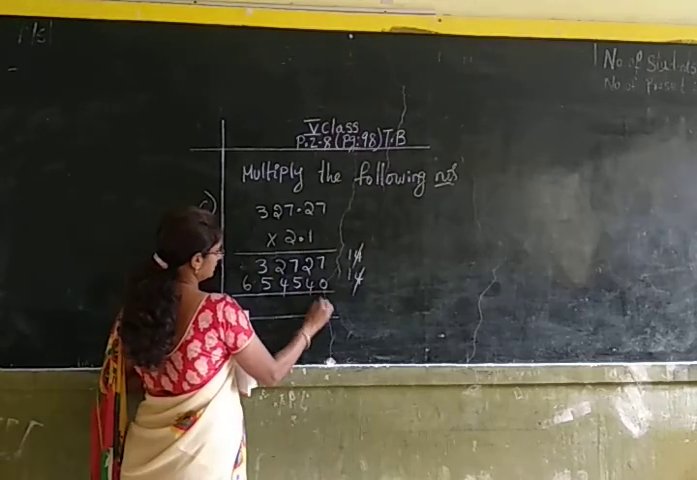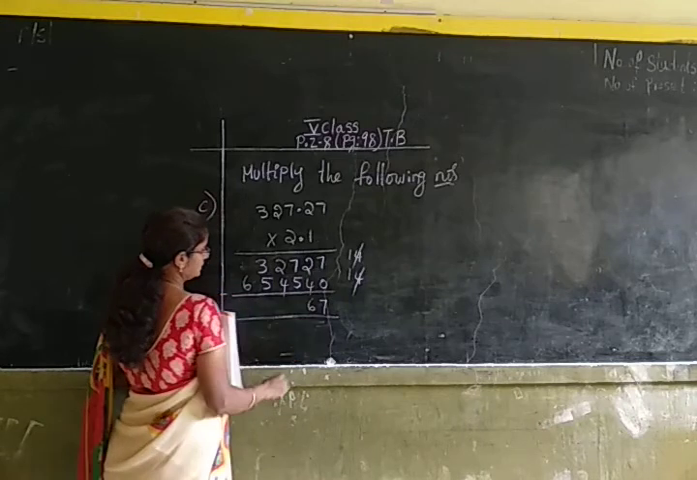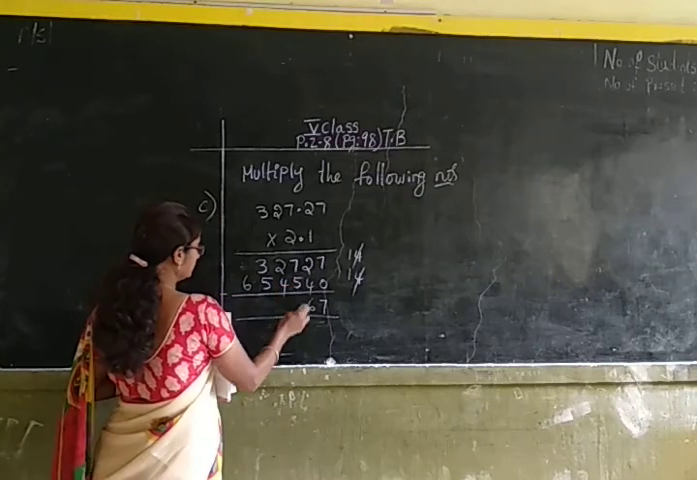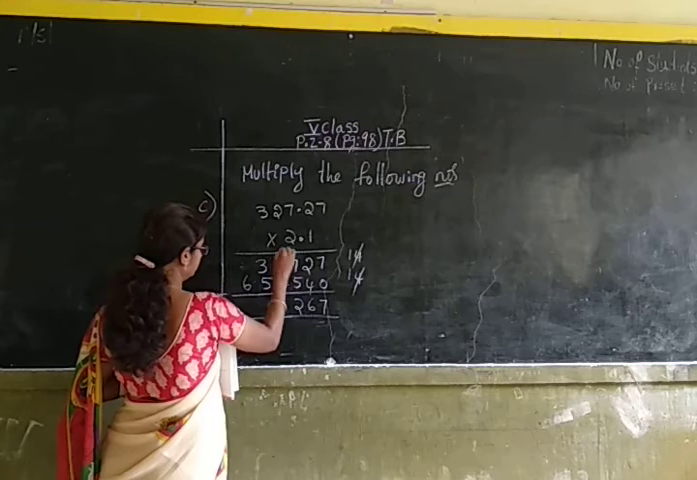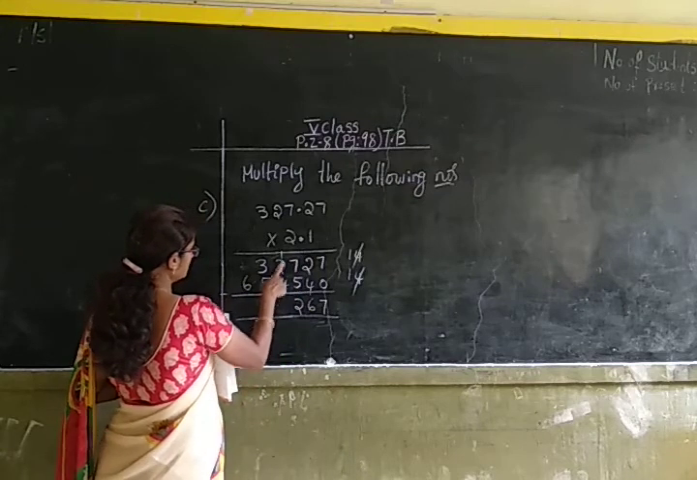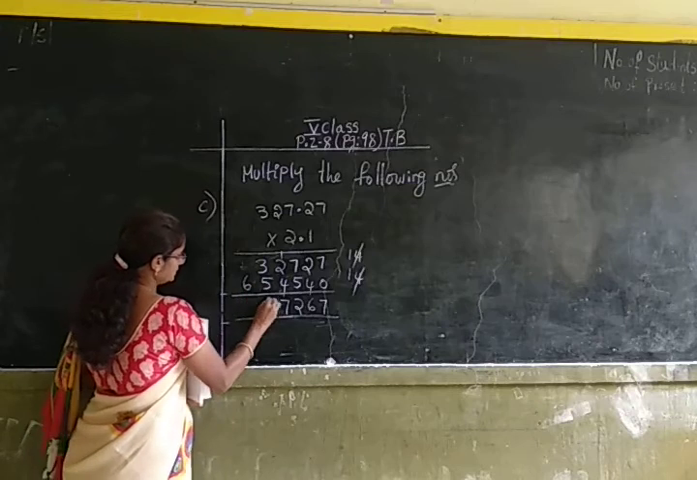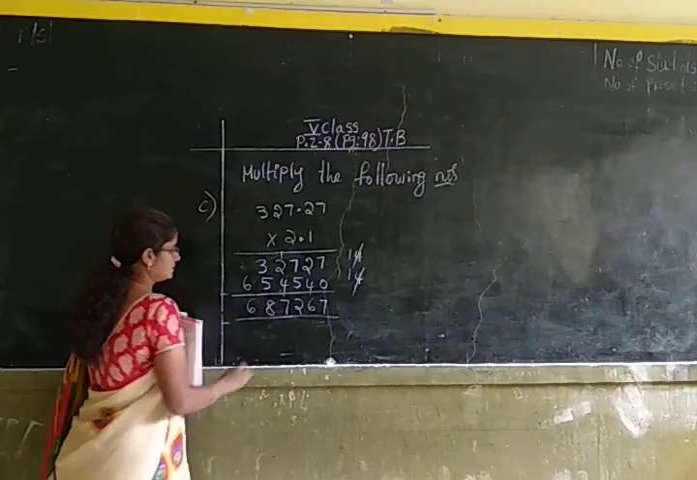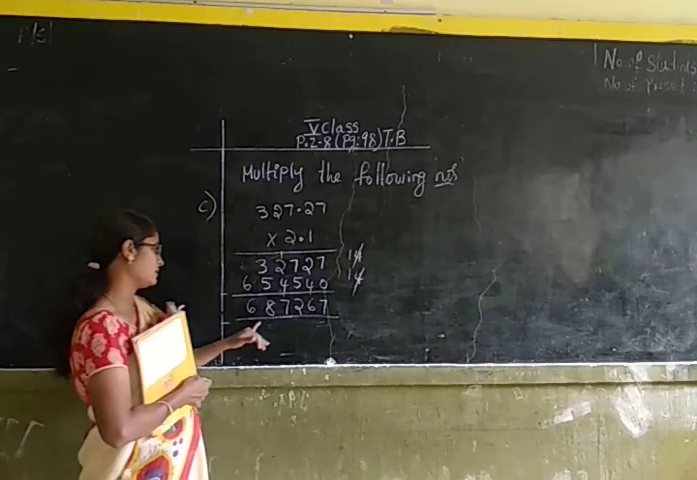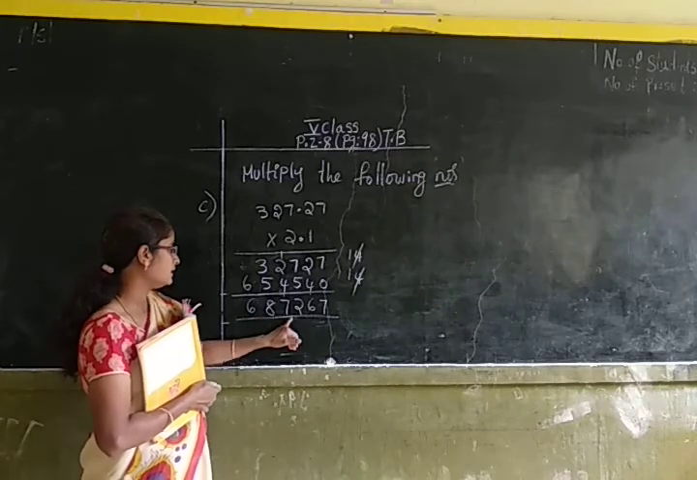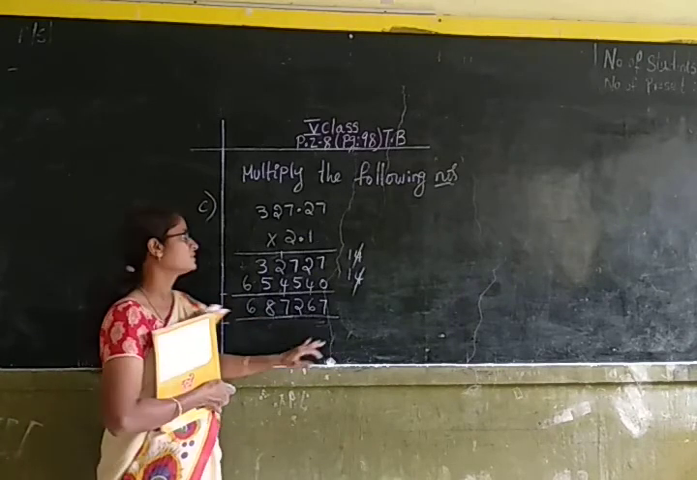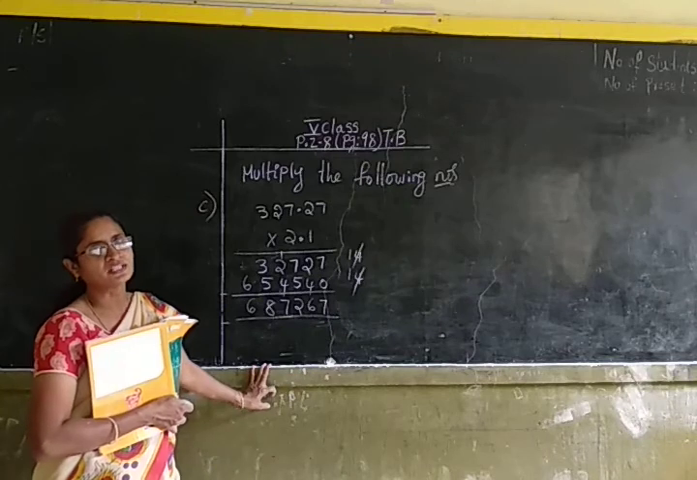Now let us add both the products. 7 plus 0 is 7. 4 plus 2 is 6. 7 plus 5 is 12. 4 plus 2 is 6. 6 plus 1 is 7. 5 plus 3 is 8, and 6. So here we got the answer as 6,87,263. Now we have to place the decimal point.